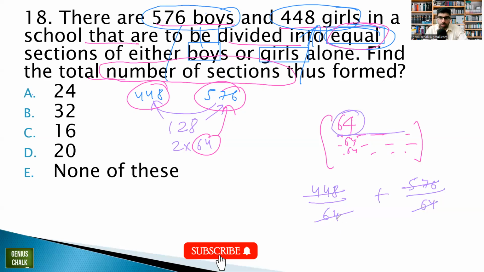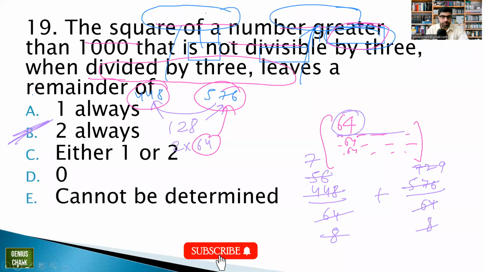So 8 4s are 32, 8 5s are 40, and 8 6s are 48. So this is 7. 8 8s are 64, 8 7s are 56, it's 9. So 7 plus 9, answer is 16, right?